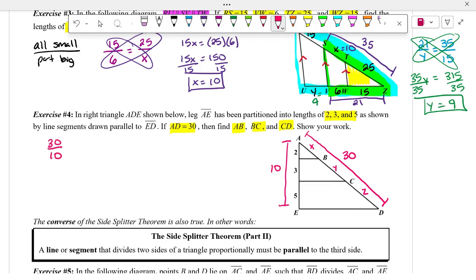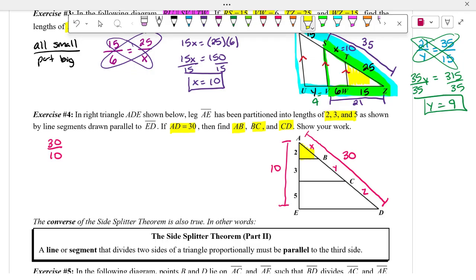Now, which triangle am I finding? 6, 9, and 15 respectively. The small one. In other words, what variable am I finding? X, Y, or Z? X. Now, why am I finding X? Because it's a full triangle. It has a point at the top.